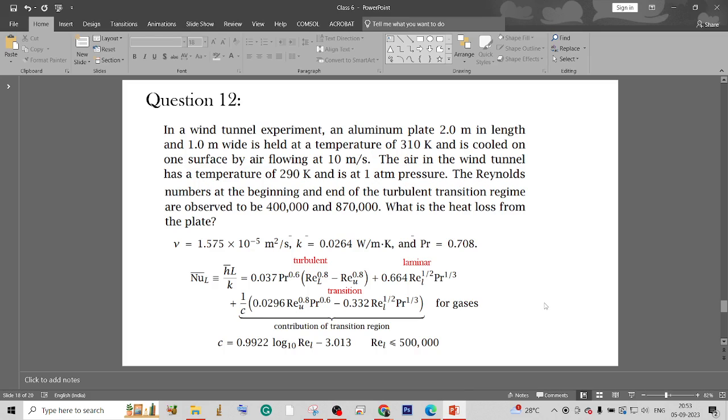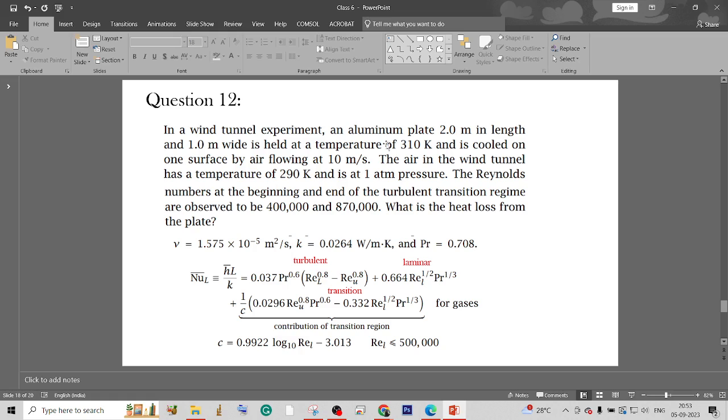Okay. So this is a wind tunnel, and here we will get the combination of all the layers, that is turbulent, laminar and transition. And the equations that we'll be using are also given here. In a wind tunnel experiment, an aluminium plate. So this is not water, only water. So we have to consider laminar flow also, turbulent flow also, and transition flow also.